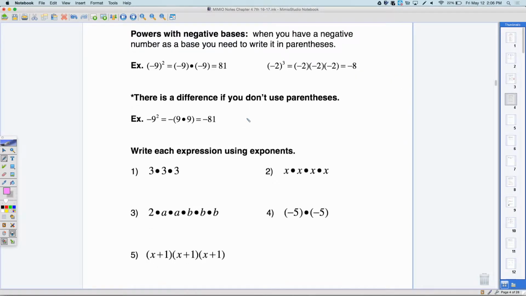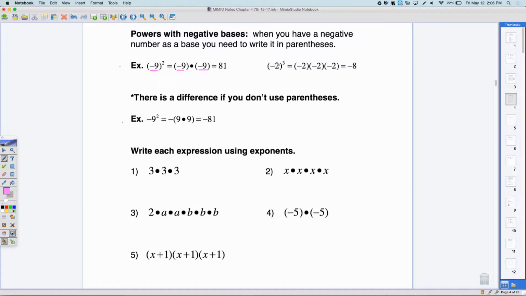Next example. When you have powers with negative bases, it says when you have a negative number as a base, you need to write it in parentheses. And I have 2 examples that show it with parentheses and without parentheses. So in the first example, it says in parentheses, negative 9 to the second power. That means your base is negative 9. That is what's being repeated 2 times. So negative 9 times negative 9 is 81, because 2 negatives gives you a positive.